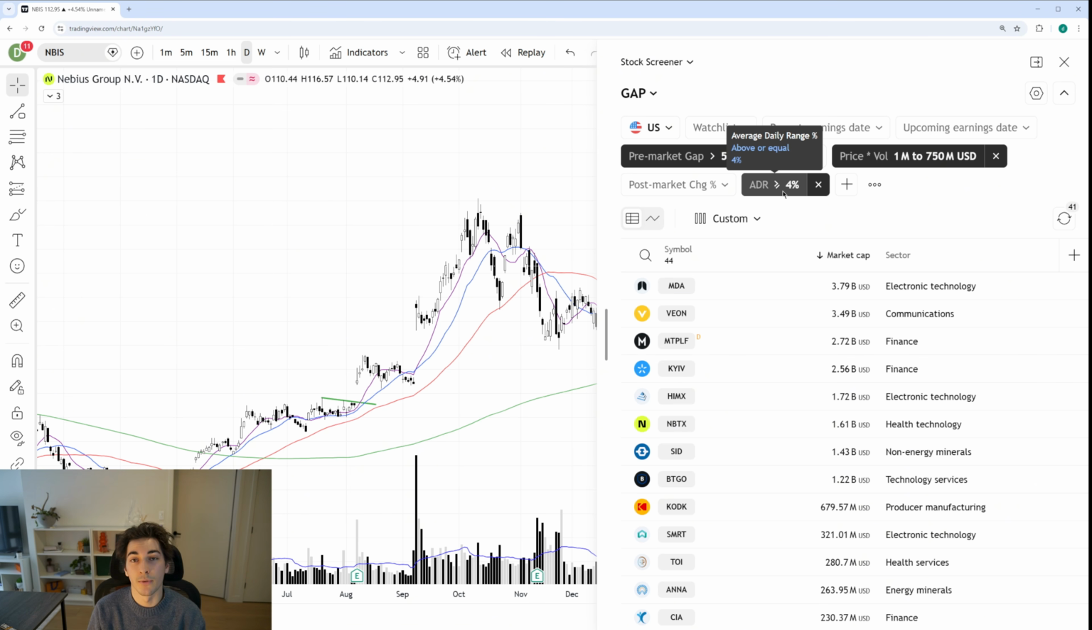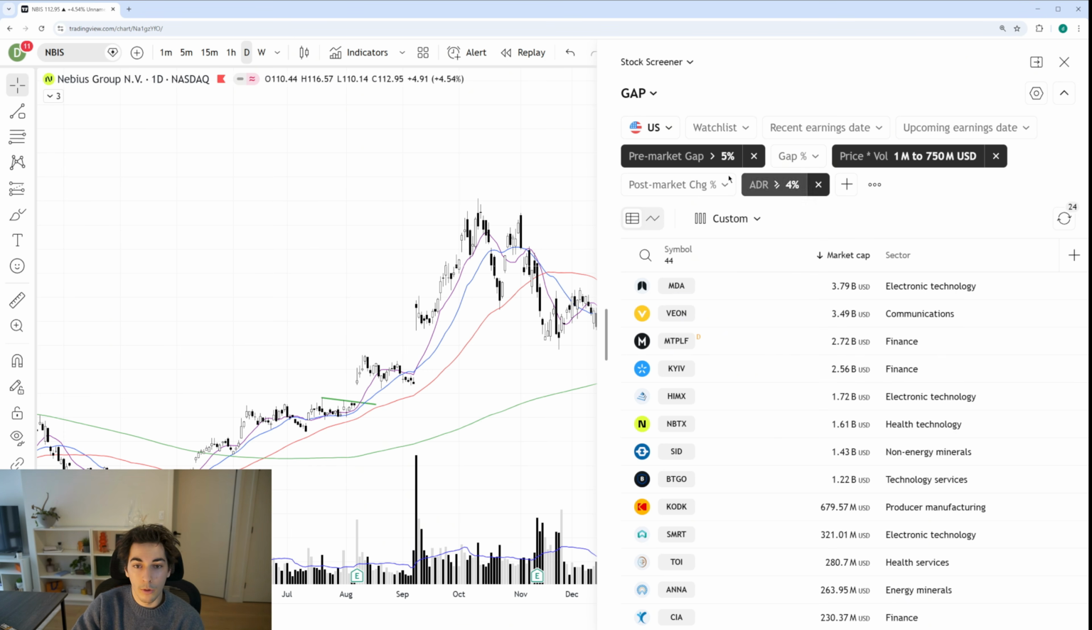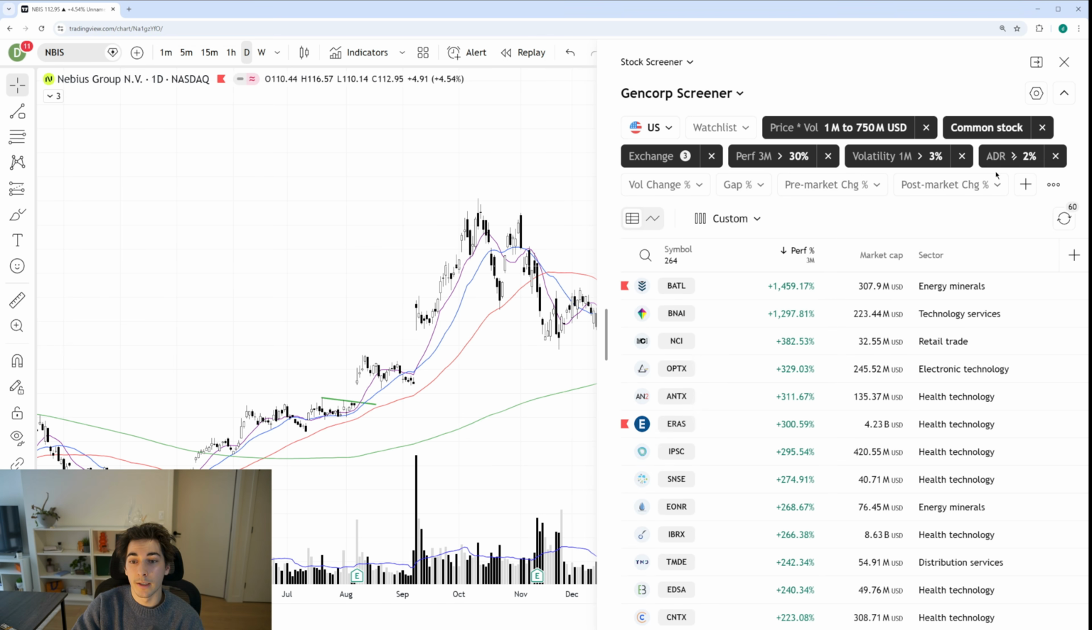ADR stands for average daily range, and if it's under 4%, it basically means that over a certain period of time, your stock is moving less than 4% per day. Again, this one is manually set up. You can put it wherever you want. On my larger scanner, it is set up at 2%. And these are different because on my broader screener, I'm also including stocks I could trade using options.